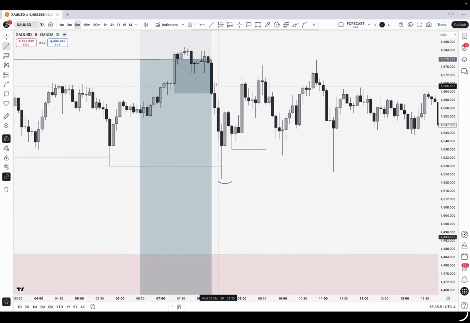Notice how we're taking this high. Price respects this area, and then moves away again. So we move away again after respecting this area. So that induces buyers. So therefore, we have liquidity below.